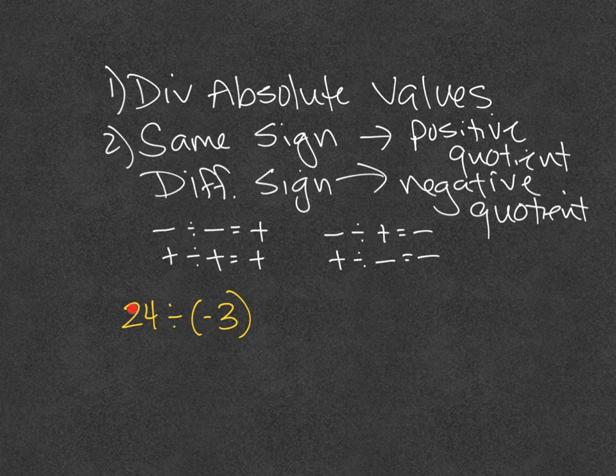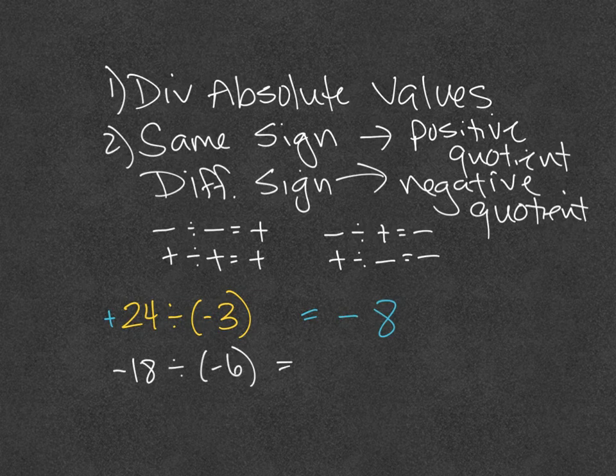This is 24 divided by negative 3. 24 doesn't have a sign in front of it, but you know by now, if there's no sign in front of it, it's because it's an implied positive. If it were a negative, it would have said so. So I'm just going to do the absolute value. 24 divided by 3 is 8. Then I'm going to go back and check my signs. I have a positive and a negative. A positive divided by a negative gives me a negative quotient.